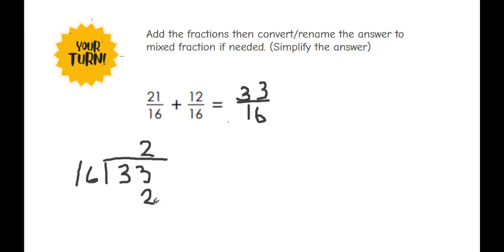2 times 6 is 12. 2 times 1 is 2 plus, that's a 3. I'm going to subtract, and I have 1 left, so my remainder is 1. I thought this would be a little bit more complicated. It wasn't. We have 2 wholes and 1 over 16, and we know that's simplified.